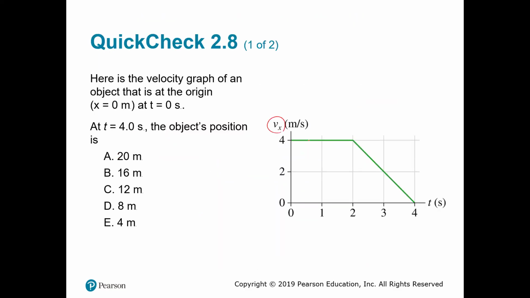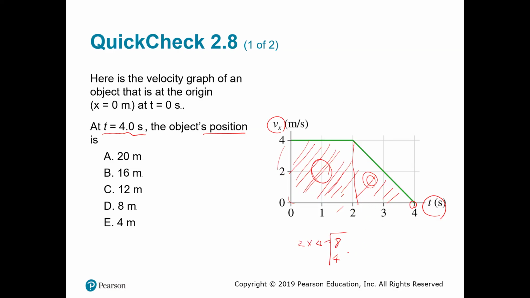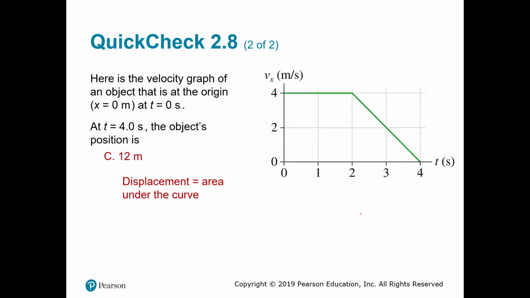Again, you have a VT graph, and the area under the graph is your displacement. When t equals 0, the object's position was 0. When t equals 4, what is the object's position? You have to find the displacement, so you simply find the area of the rectangle and the triangle. The rectangle area is 2 times 4, which is 8. The area of the triangle is half of it. So the total displacement is 12.